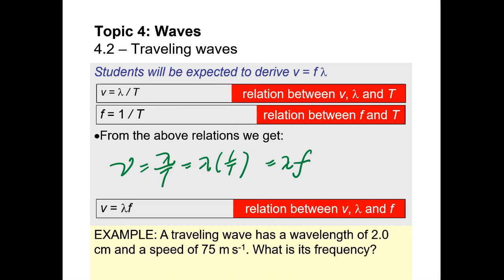A traveling wave has a wavelength of 2 centimeter and a speed of 75 meter per second. What is its frequency? We're going to utilize the new formula. Wave speed equals wavelength times frequency. But before that, we need to convert 2 centimeter into meter, which is 0.02 meter. So the speed is 75, wavelength equals 0.02 meter, and frequency is f. So f equals 3800 Hertz.